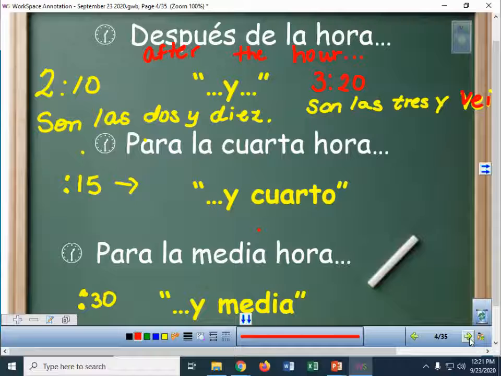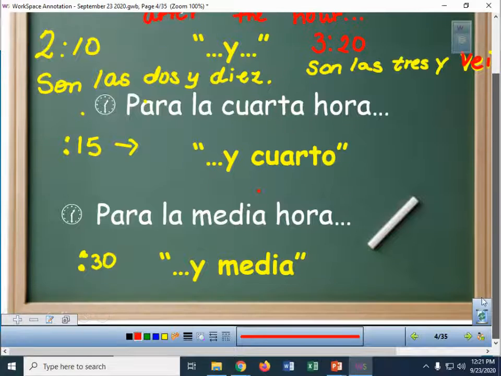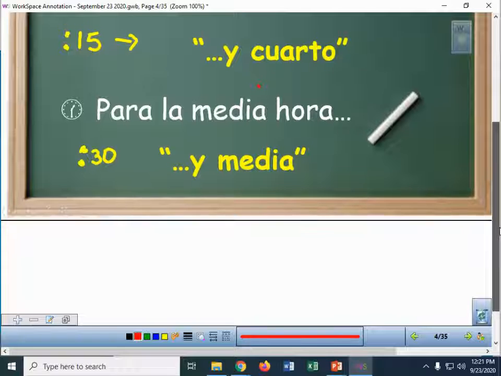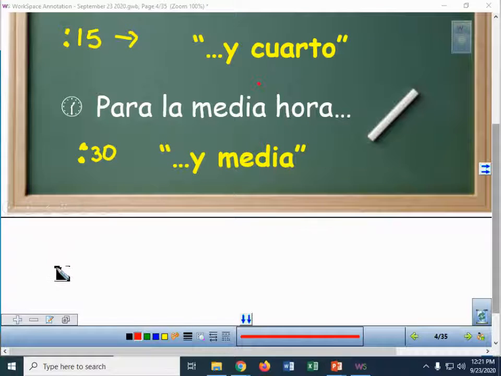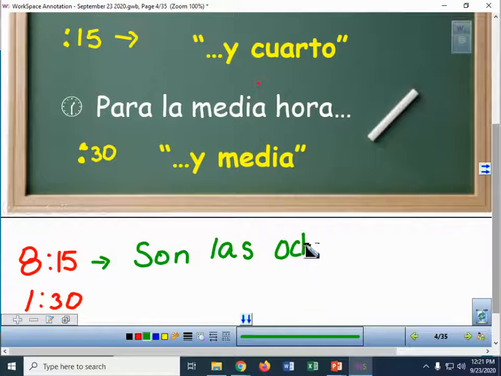So how do I use these two? That's what we're going to do now. Let me write different times. So I'm going to write the time 8:15, and 1:30. So for 8:15, I will pick son las, because remember son las is used for numbers from 2 to 12. Son las 8.